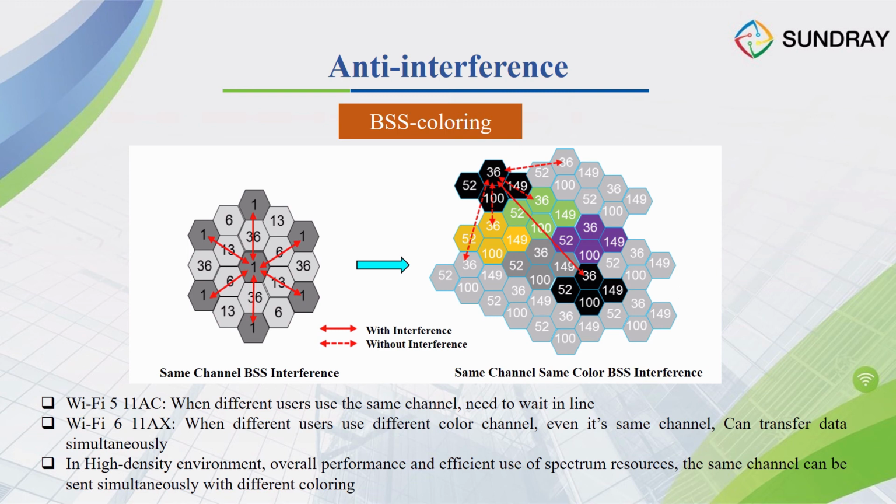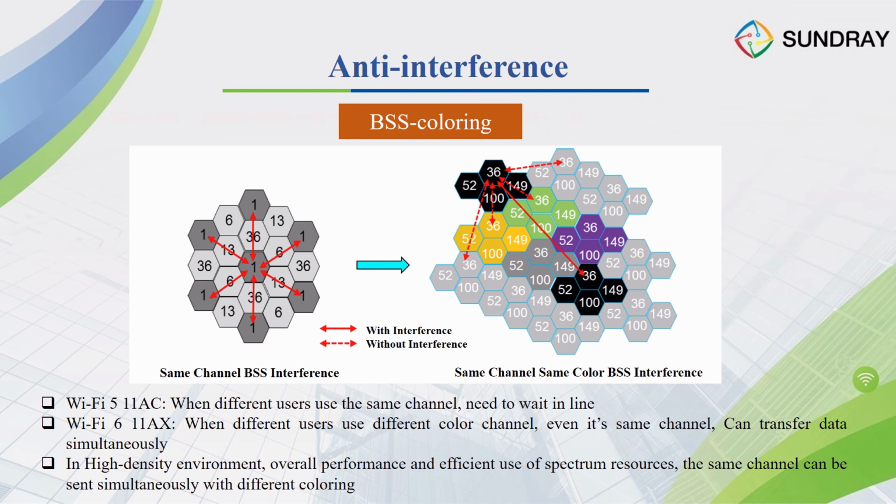So with this technology, even if we have APs working in the same channels, because of these packet bits, the color field, we can identify the data that needs to be handled by ourselves, right? For specific APs, you don't have that heavy interference. So this is the BSS-coloring.